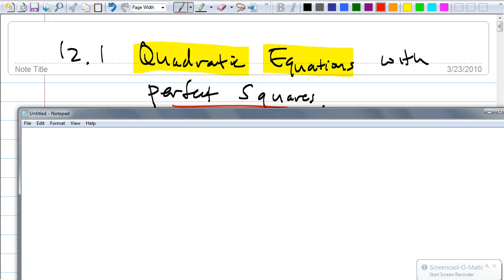So today we're going to talk about how to solve quadratic equations with perfect squares. Okay. So this doesn't cover every quadratic equation, but it does cover special types. This type is going to have a perfect square. Okay. Quadratic equation with perfect square.